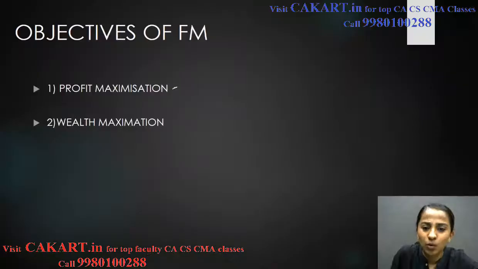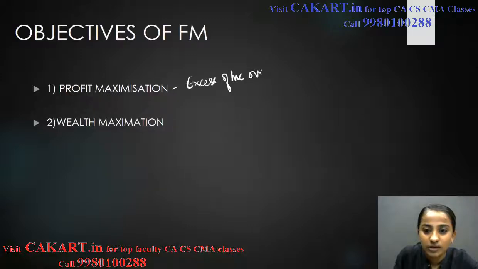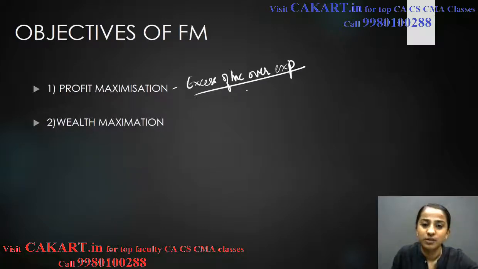Financial management basically has two main objectives. One being the profit maximization, the other being wealth maximization. What is profit? Excess of income over expenditure. Excess of income over expenditure is your profit. In this approach of financial management, you are concerned with maximizing your profit. This can be a short-term objective. Whatever happens, you are concerned only about getting good profits.